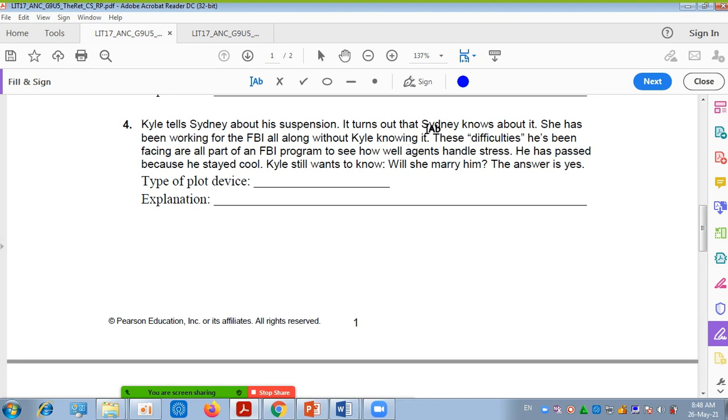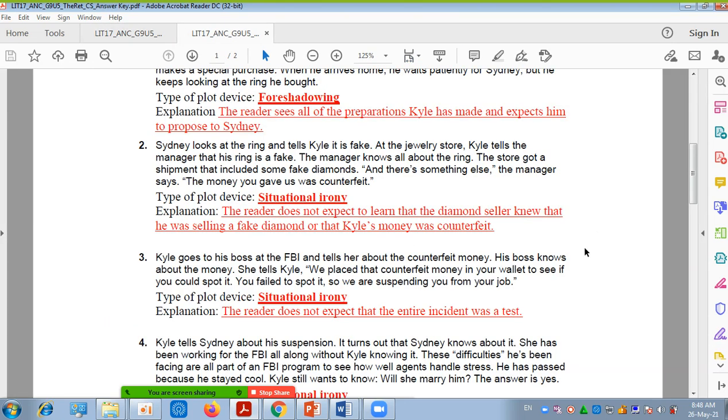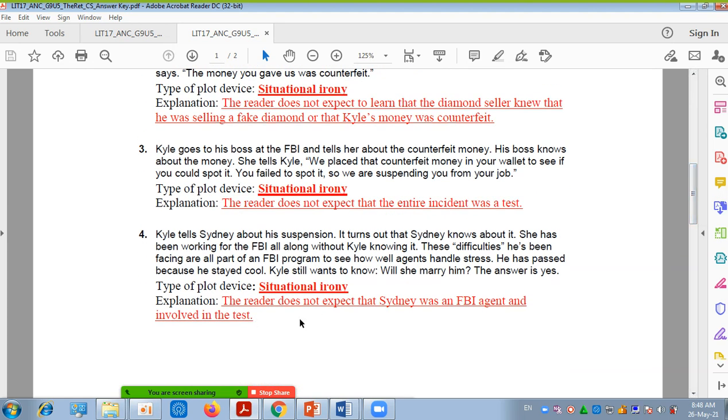What do you think? Yes. And these difficulties he has been facing, all those problems, are all part of an FBI program. They were using the program to test him, any agent, to see if he can handle stress or not. So is this foreshadowing or situational irony? Situational irony, that's right. The reader does not expect that Sydney was an FBI agent and involved in the test. She was part of the test that had been made for Kyle.